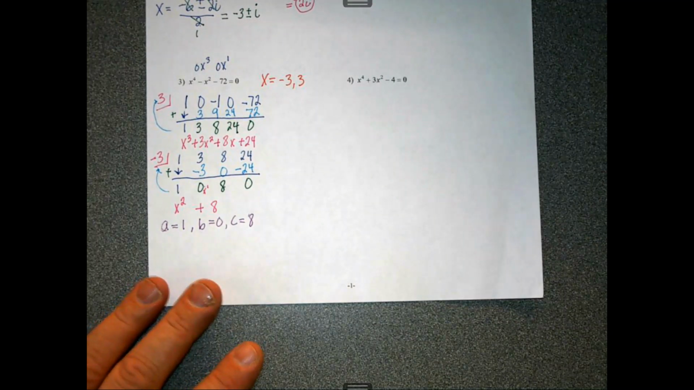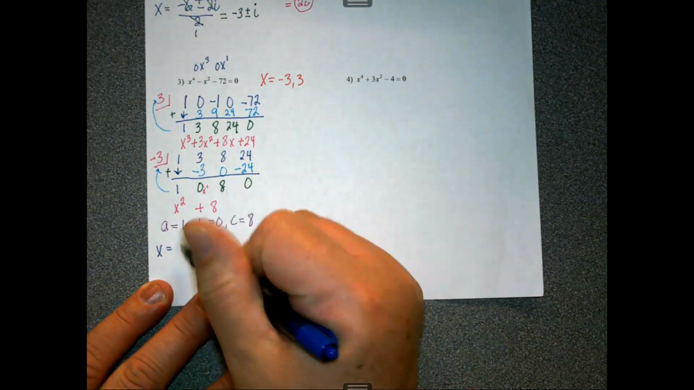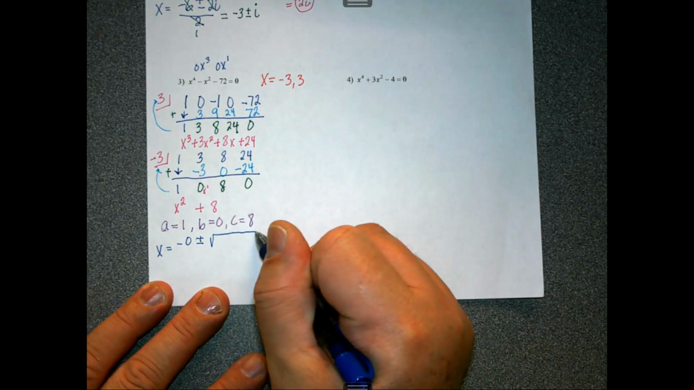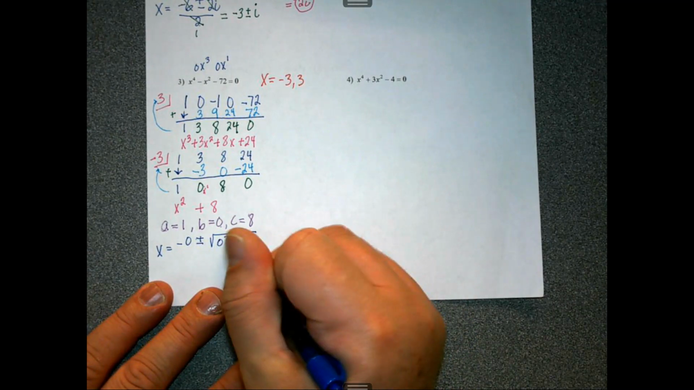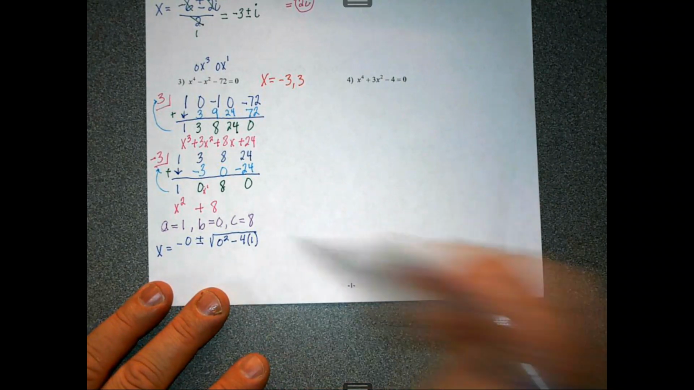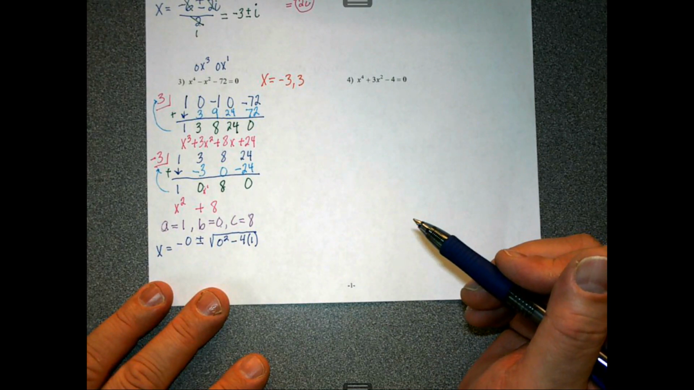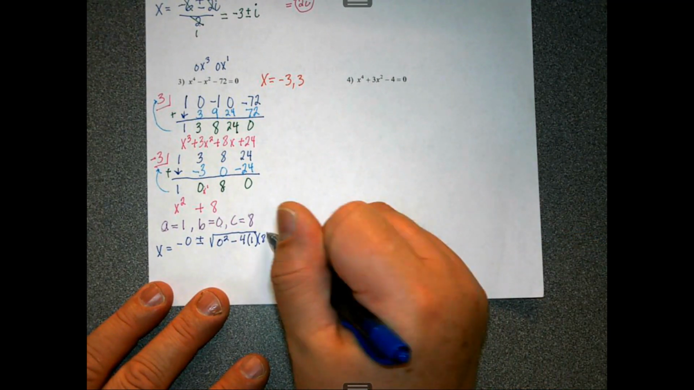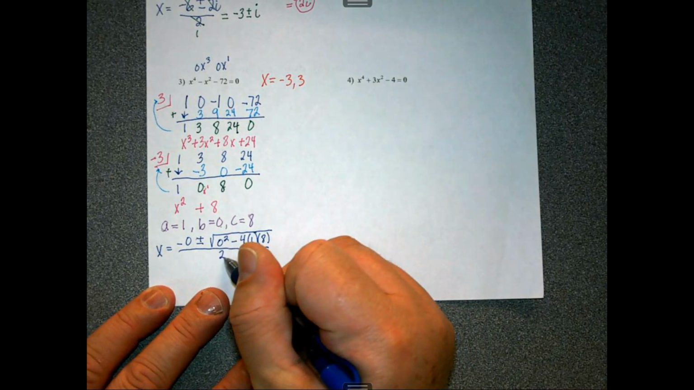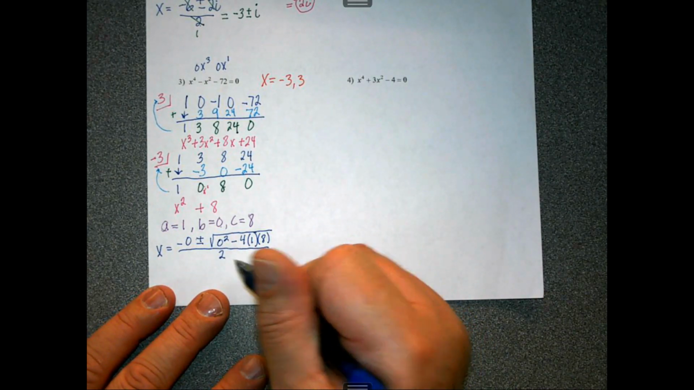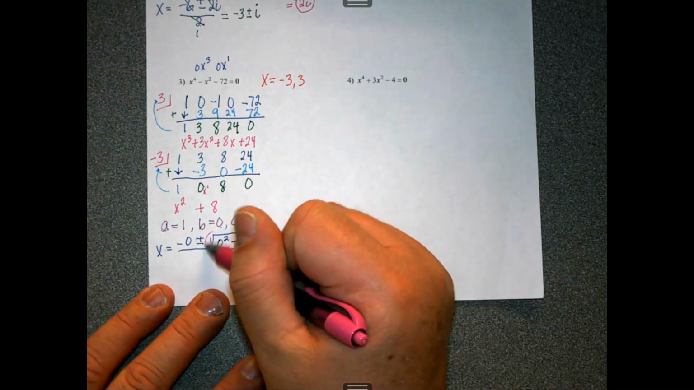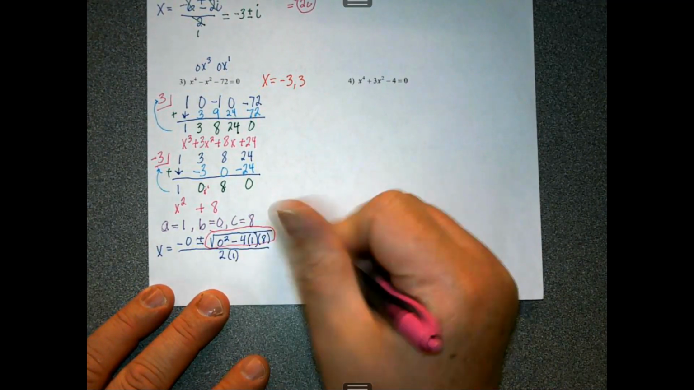Okay, x equals negative b, which is negative 0, plus or minus square root of b squared, which is 0 squared, minus 4 times a, which is 1, times c, which is 8, all divided by 2 times a. Then I'm going to do my square rooted discriminant off to the side.